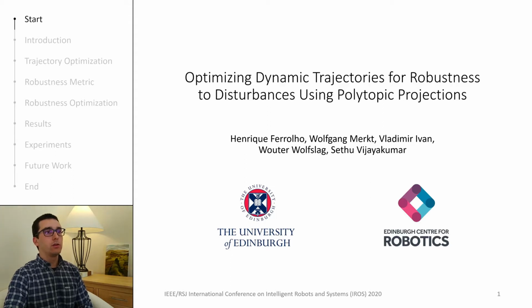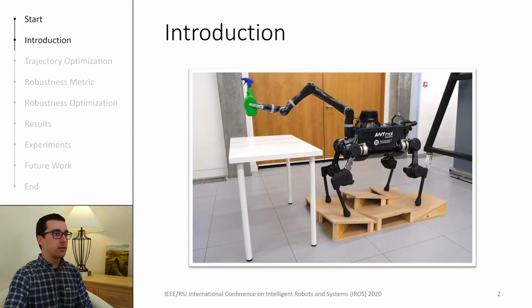In this video, I am going to present our recent work on the robustness of legged robots against external disturbances. Let's start by considering a legged robot with manipulation capabilities. In our lab, an example of such a platform is this quadruped robot, which has been equipped with an additional robot arm. When these kinds of robots are deployed to solve real-world tasks, they deal with numerous kinds of uncertainties.